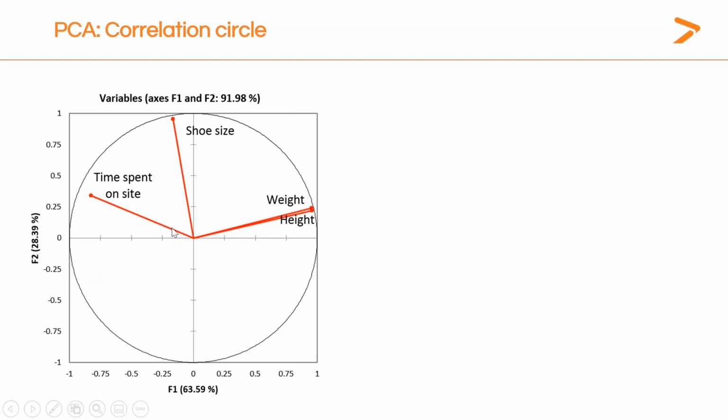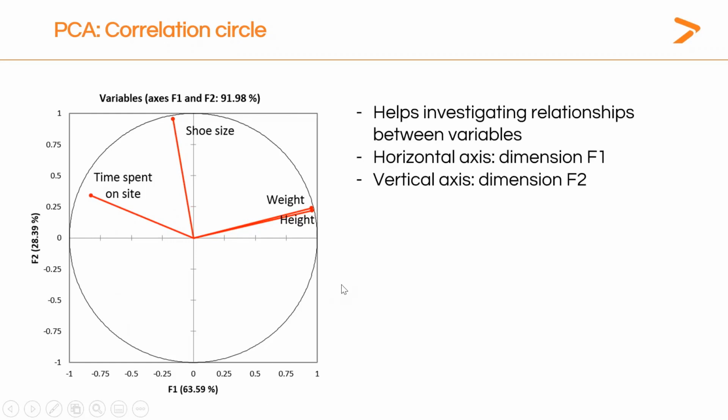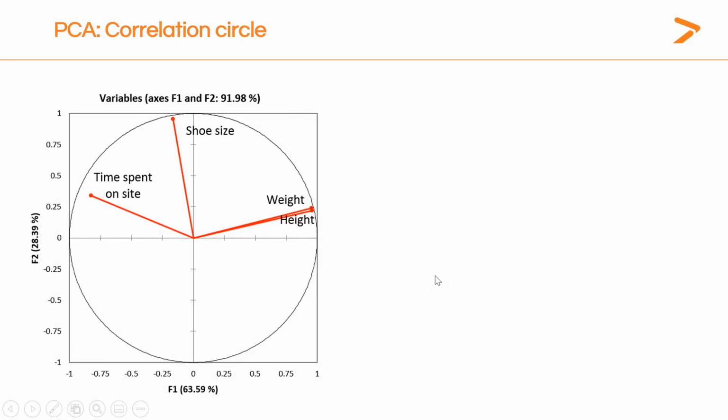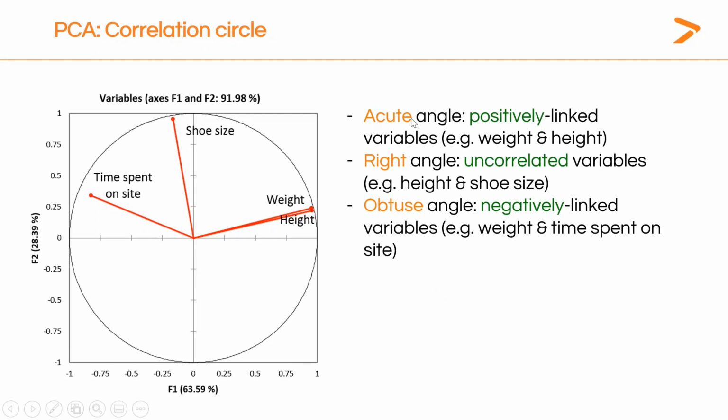This is the correlation circle, or the variables chart, which represents F1 on the horizontal axis and F2 on the vertical axis. These dimensions, I have selected them in the small dialog box that appeared when I clicked OK. So these are the dimensions I wanted to investigate. This chart helps investigate relationships between variables and how to interpret these relationships in terms of angles.